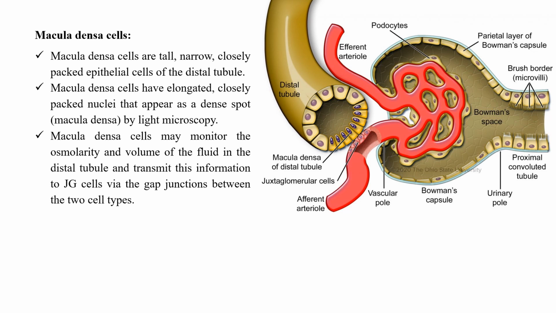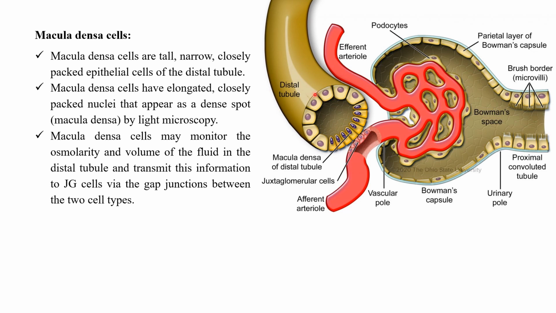So along with these cells, there are certain cells called macula densa cells. These macula densa cells are tall, narrow, closely packed epithelial cells of the distal tubules. You can see here, this is the distal tubule, and the wall of the distal tubule has some specialized cells called macula densa cells, which are very near to the juxtaglomerular cells. So this is called juxtapositioning. Juxtapositioning means positioning very near, one after the other, very close to each other.